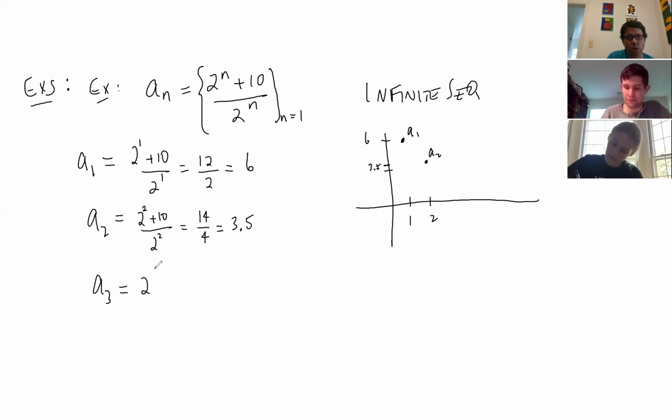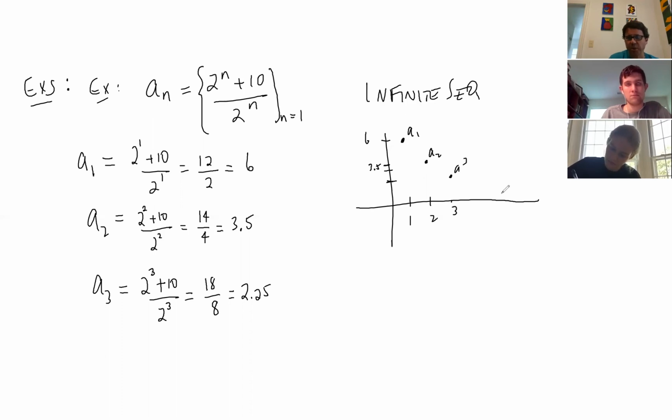Let's see, 2 to the third plus 10 over 2 to the third. And the answer is 18 divided by 8. And that answer is 2.25, I think. Yeah, 2.25.